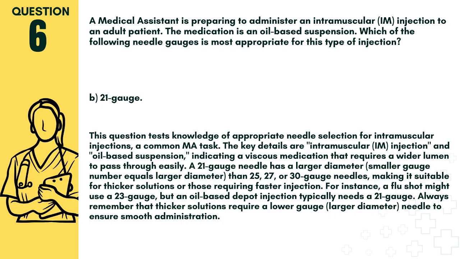pass through easily. A 21 gauge needle has a larger diameter, smaller gauge number equals larger diameter, than 25, 27, or 30 gauge needles, making it suitable for thicker solutions or those requiring faster injection. For instance, a flu shot might use a 23 gauge, but an oil-based depot injection typically needs a 21 gauge. Always remember that thicker solutions require a lower gauge, larger diameter, needle to ensure smooth administration.